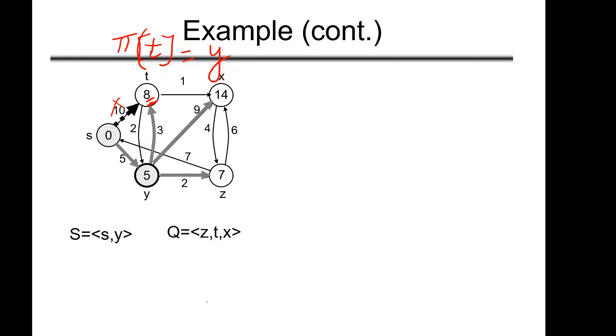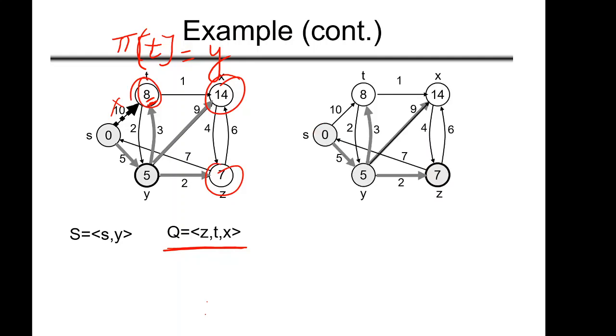Okay, so now we are left with our set this. Now we will pick the minimum one. So out of 8, 14 and 7, we will pick minimum value, that is for Z. Now we will put Z into set S, and then we will try to relax all the edges which are leaving Z. Okay, so now there is only one edge which is leaving Z, and that is ZX.